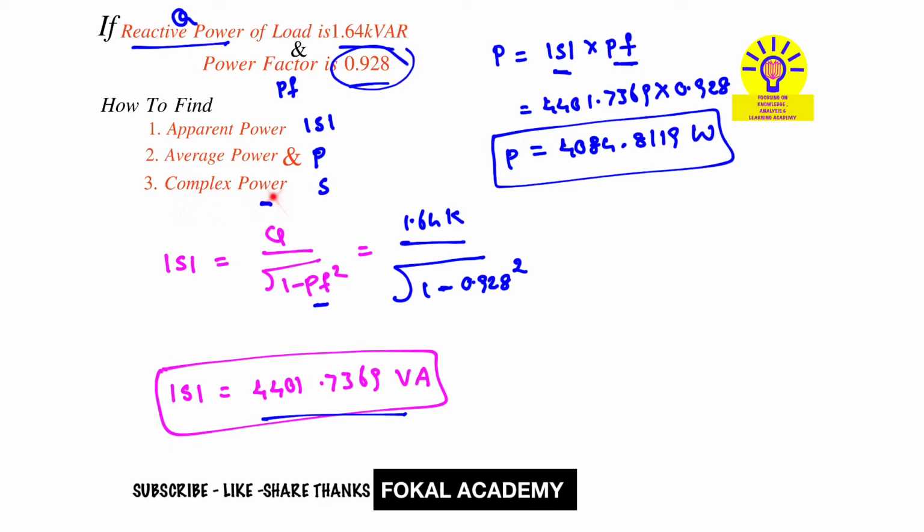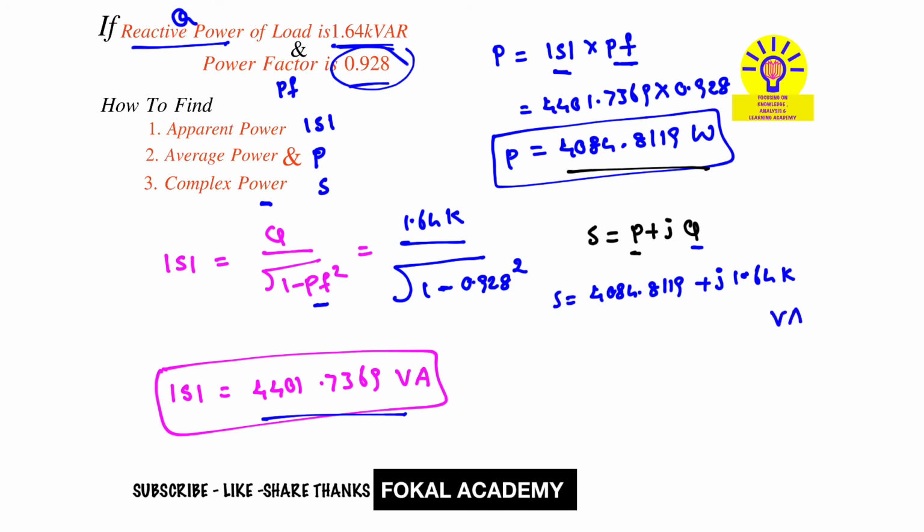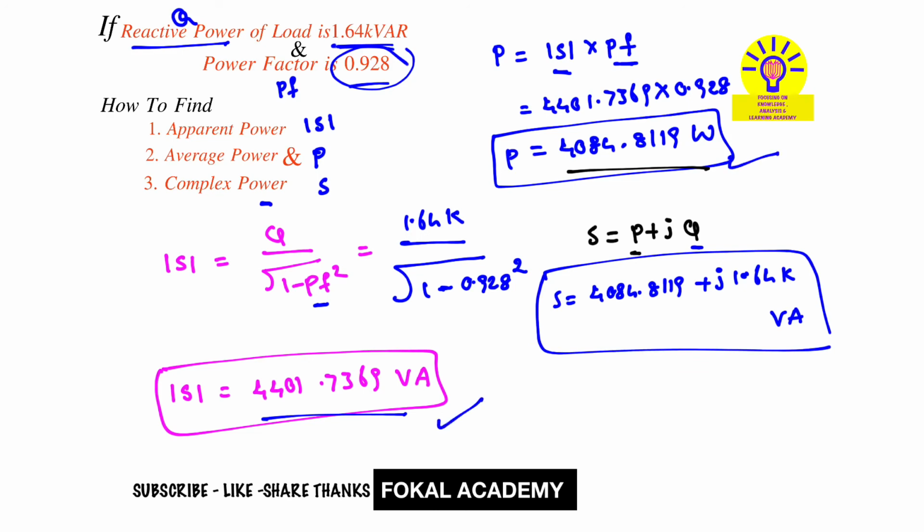Now find the complex power. Complex power S is nothing but average power plus j into reactive power. The average power we got is 4084.8119, plus j, and reactive power is given as 1.64 kVAr. The overall unit for complex power is volt amperes, and this is the complex power for the given problem, and this is the average power, and this is the apparent power, and this is the process of simplification.